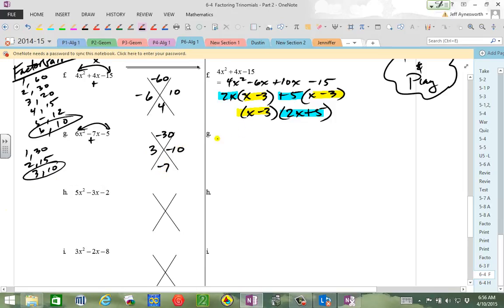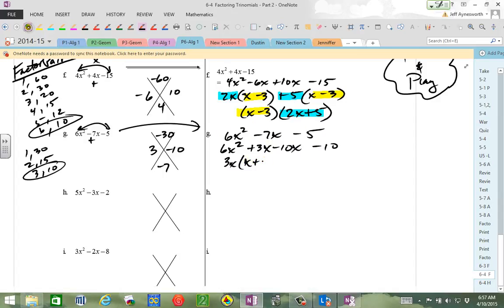So what does it look like? So 6x squared minus 7x minus 5. Splitting the middle term, 6x squared plus 3x minus 10x minus 10. Factoring out the GCF of 3x. Gotta make sure. Oh, there we go. 3 times 2 is 6. So 2x here plus 1. 3x times 1 is 3x. Factor in a negative 10.